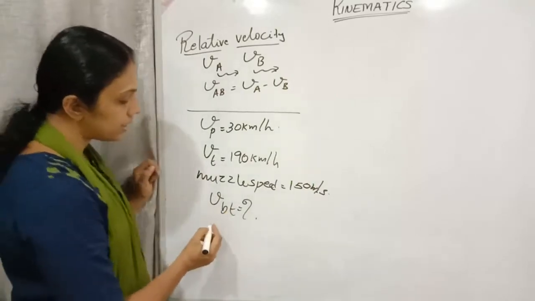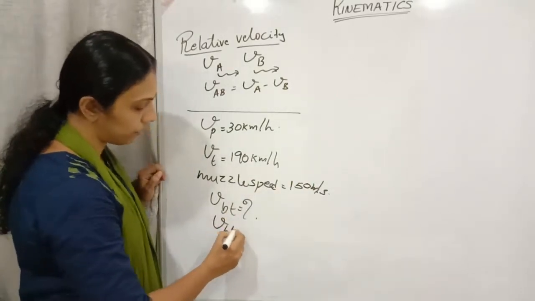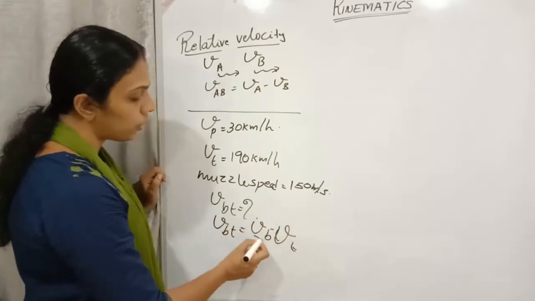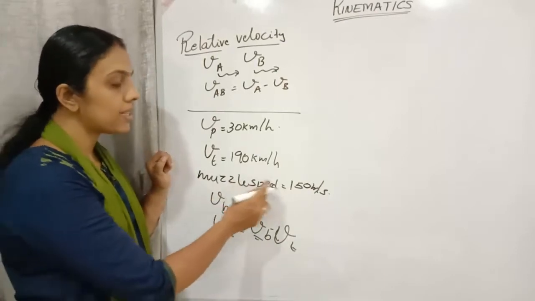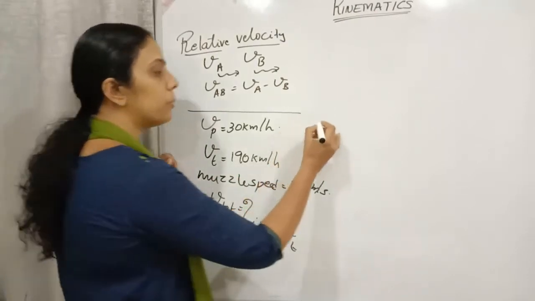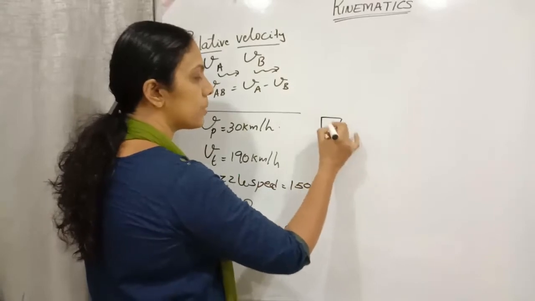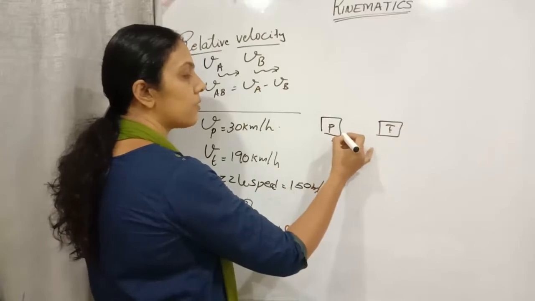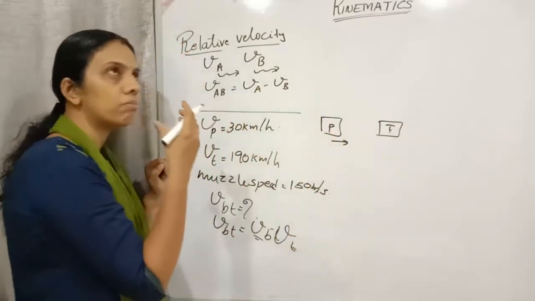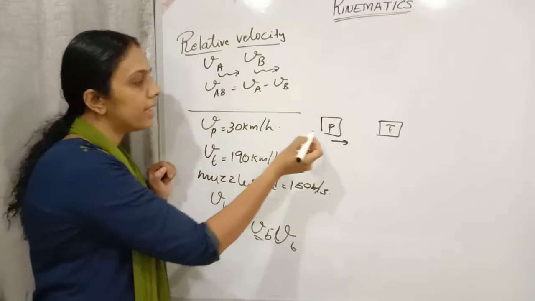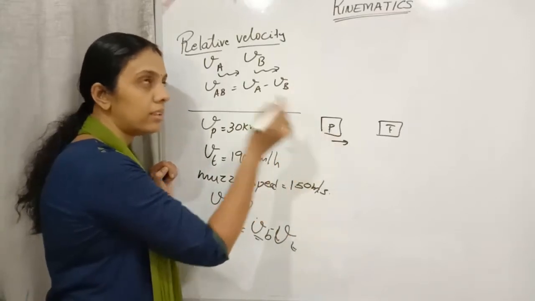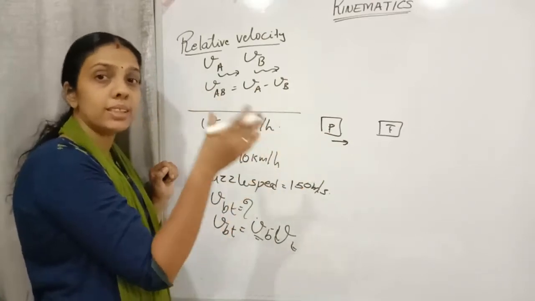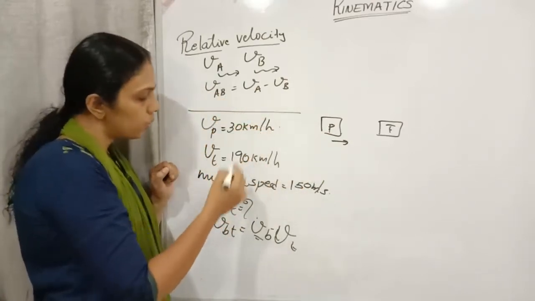That is VBT, which means VB minus VT. We don't know VB, right? Here only the muzzle speed is given. So the police van is moving here. This is the police van and this is the thief's car, and it is firing the bullet. When the bullet is fired, the police van is moving and the bullet is fired from the gun which is in the police van. So what will this be?